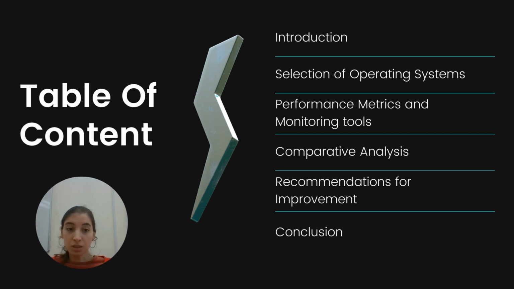First of all, we're going to be having an introduction into operating systems. We're going to be introducing you to every operating system. Then we're going to be talking about which operating systems we selected for our comparison. After that, we will talk about which performance metrics we are going to be using, and the monitoring tools too. Next, we're going to be making our comparison and analysis, and we will give you some recommendations of improvement for each operating system. Lastly, we're going to be having a conclusion and summary.